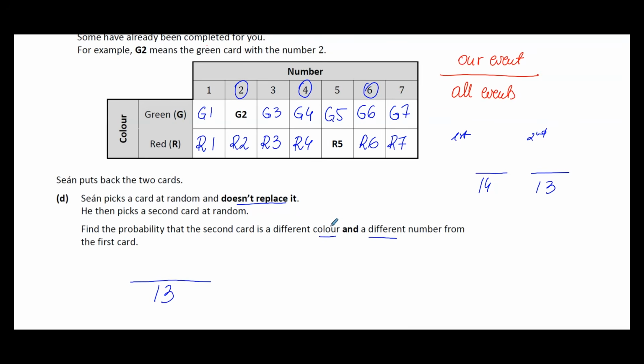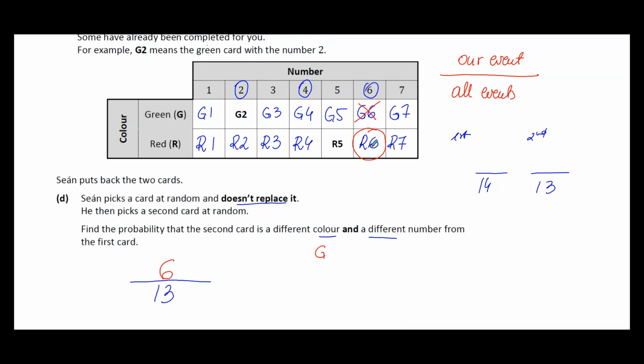Now let's consider what it means to have a different color and a different number. The best way to do that is to pick at random one card. Let's say he picked red 6. Okay, so that means the next card, first of all, has to be green and has to be a different number. So it cannot be G6. So it can be 1, 2, 3, 4, 5, and 7. So that leaves me with only 6 of them.